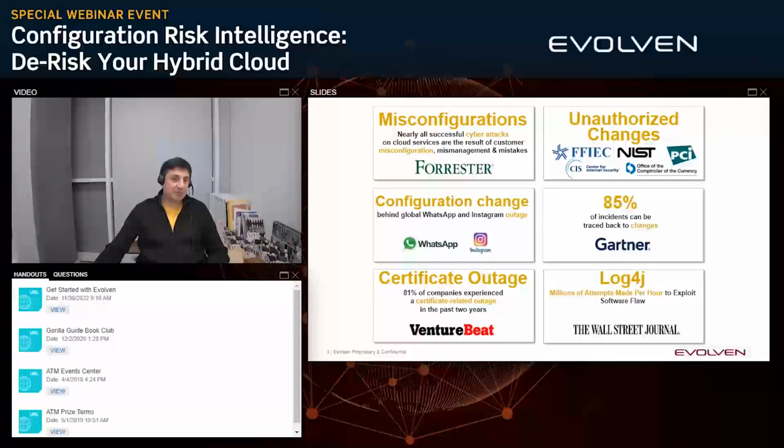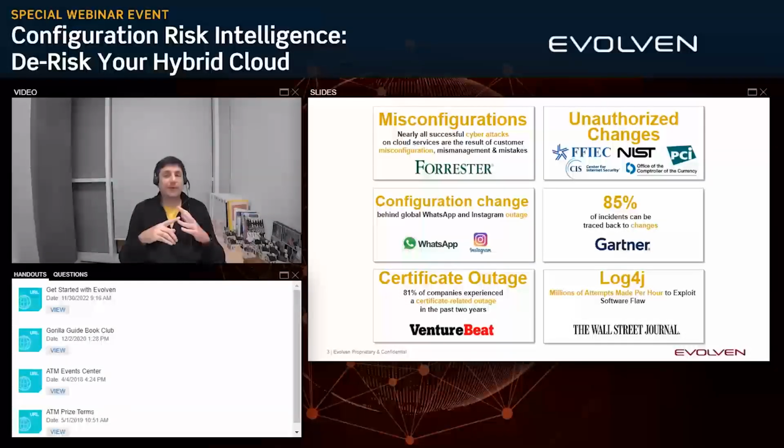And just look at the examples of various impacts that misconfigurations have made across enterprise and very large enterprise organizations. First of all, Forrester states that most security breaches happen because of misconfigurations. And it was a network configuration change that brought down WhatsApp and Instagram. Actually, there were multiple changes that brought them down more than once, once a year ago, and there was just a recent outage in WhatsApp, again, because of a router configuration change.